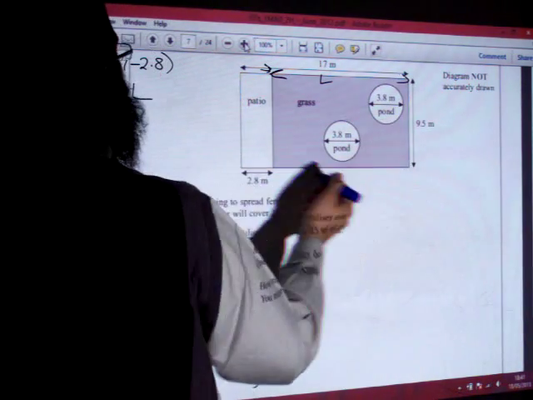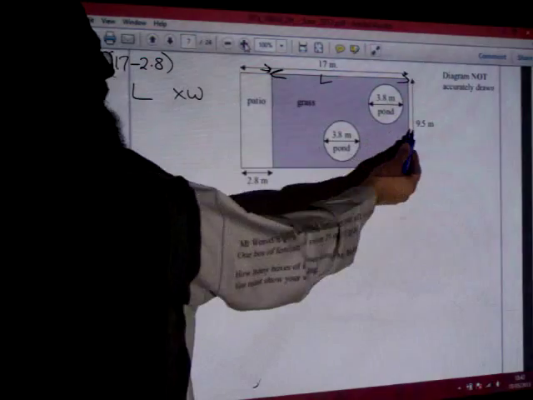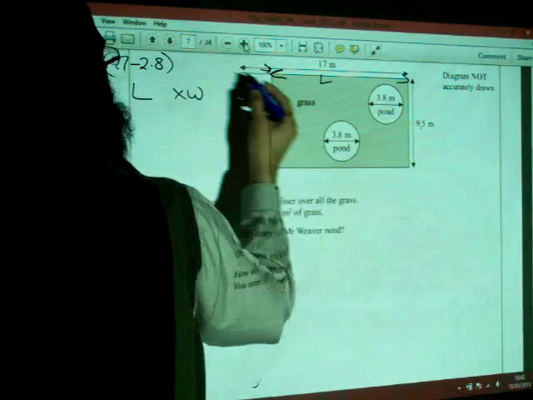And then we have our width. What's the width? Width is 40? Oh, 9.5. 9.5.